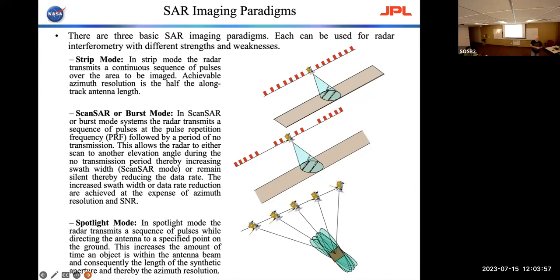Scott said the azimuth resolution was the antenna length over 2, and you can't do better. How come you can do better than that? You can do better than that if you collect the data in spotlight mode.